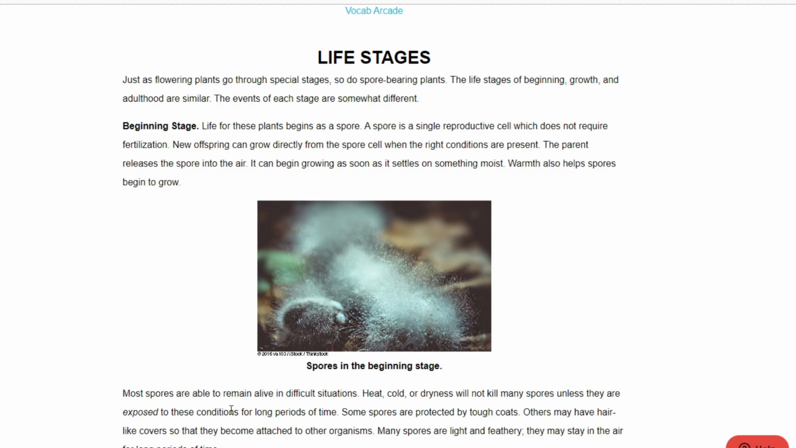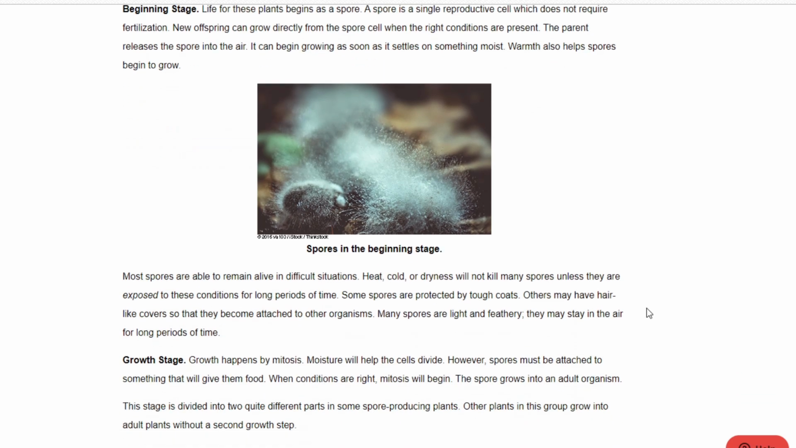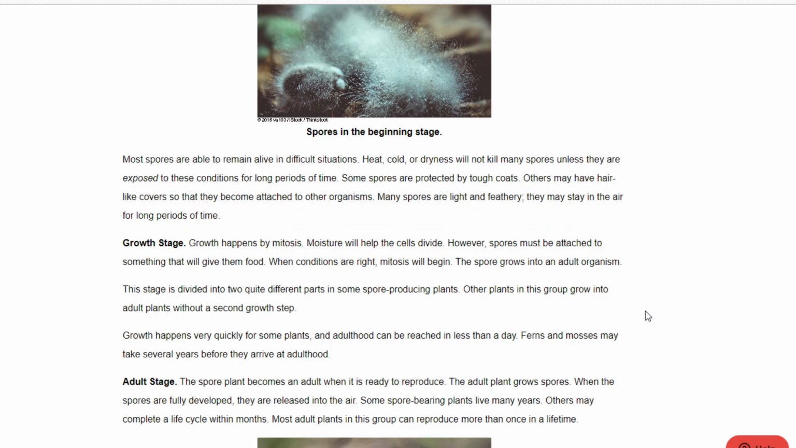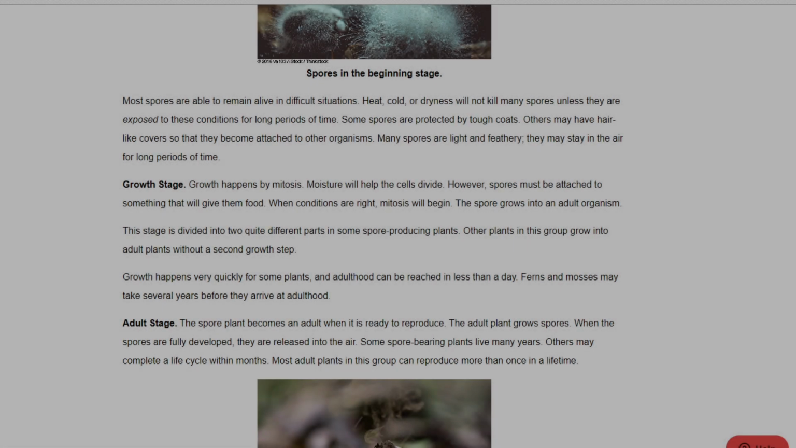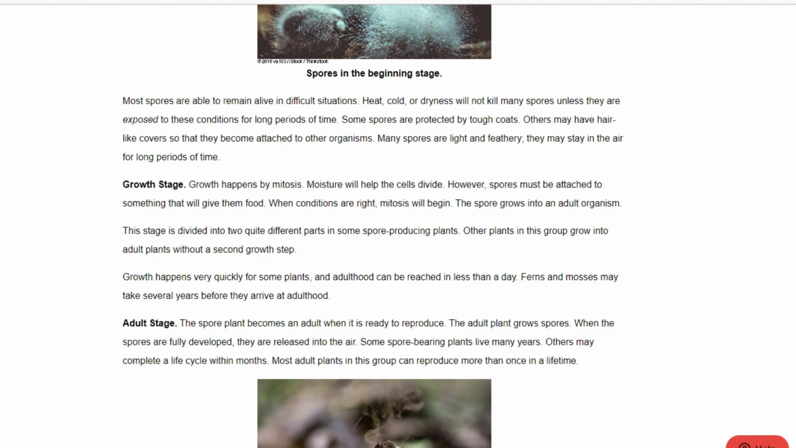Okay, many spores are light and feathery. All right, so they're very light. The wind can keep them going. They may stay in the air for long periods of time, so they can travel a long ways. That helps spread them out. The growth stage. Growth happens by mitosis. Moisture will help the cells divide. However, spores must be attached to something that will give them food. When conditions are right, mitosis will begin. The spore grows into an adult organism.